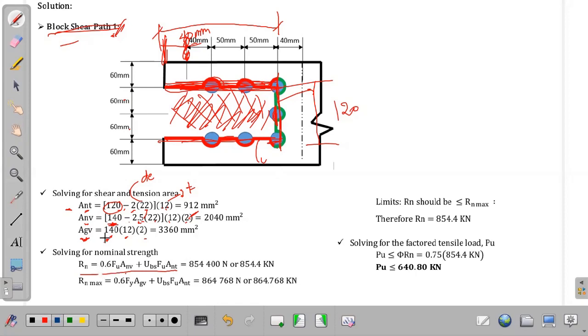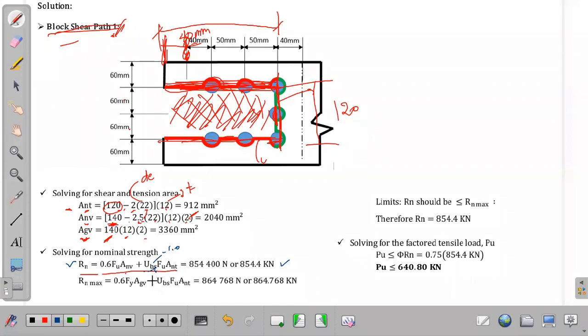We can now solve for the nominal strength. Ang nominal strength natin, given this equation, you just have to substitute values. That is equal to 854.4 kilonewton. Kindly recheck, substitute nyo lang yung values na given dito. Okay? UBS is equal to 1.0.